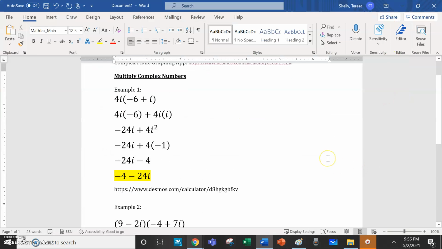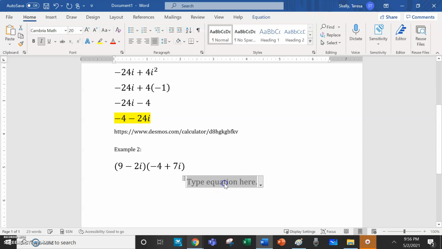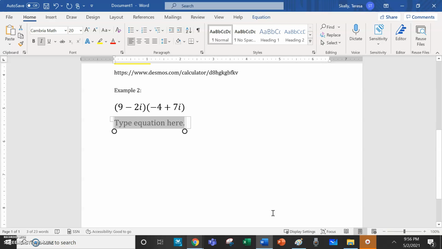So now my second problem here, I have (9 - 2i) times (-4 + 7i). So notice I have a binomial, two terms in the first expression, times another binomial, two terms in the second expression. So we're going to have to go back to an old skill that we've used here of double distribution, or FOIL: first, outer, inner, last.